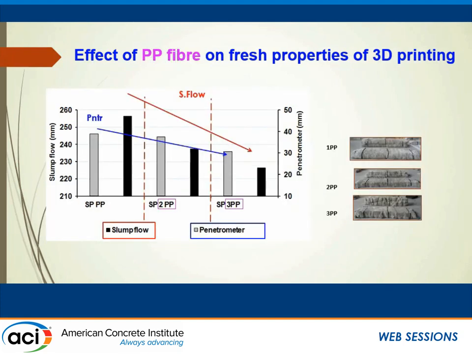Effects of increasing the fibers: as I said, we increased it twice and three times. Increasing the fibers reduces the slump flow and also reduces the penetrability. It's due, of course, to more air entrapped inside the mortar, and also more intertwining of the fibers. So there is a kind of optimum of the total fiber you can use in the mortar if you are looking for proper extrudability. You can see here the shape of the mortar as the fibers increase.